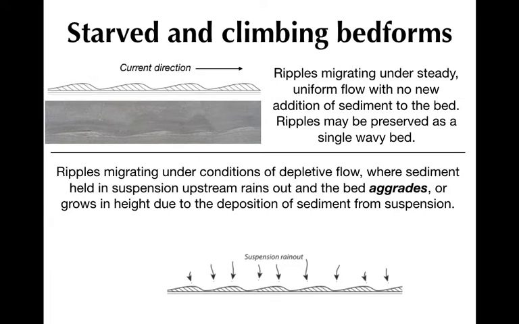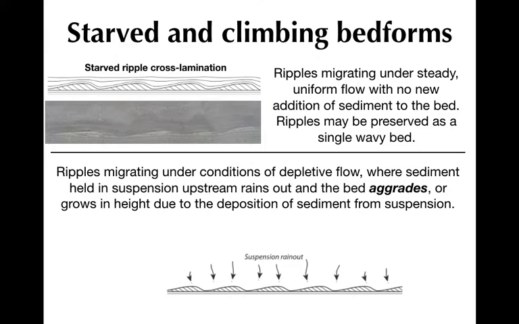Ripples migrate down current. There's no new addition of sediment to the bed, so when the current stops, the ripple drift ceases. Then deposition, from whatever happens next, buries those ripples, and you get what's called starved ripple cross-lamination. As an example of that, the outcrop I showed you in the last video had a great example of starved ripple cross-lamination.